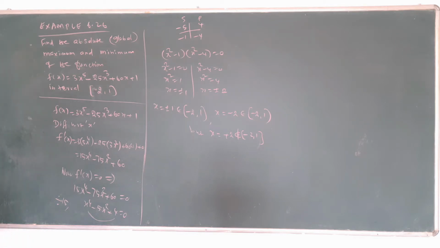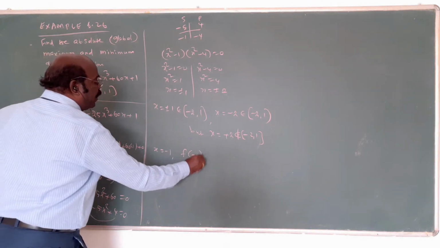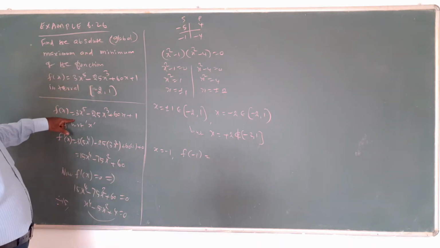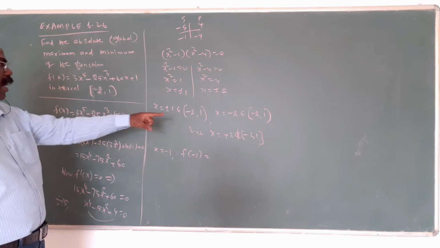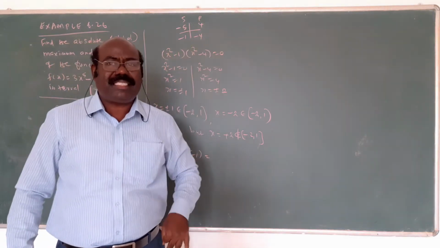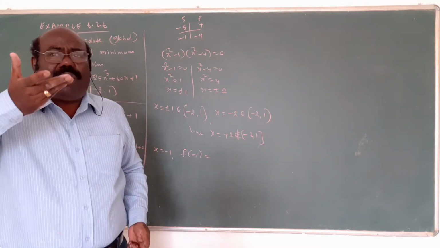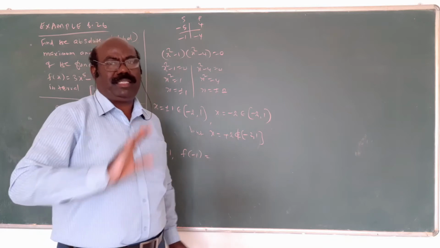What are the values? Minus 2, then plus 1, minus 1. Substitute x equal to minus 1 in the given function. Then x equal to plus 1, substitute here. X equal to minus 2, substitute here. We get 3 answers now. Out of 3 answers, which one is the maximum value? That is the absolute maximum. Which one is minimum? That is the absolute minimum.